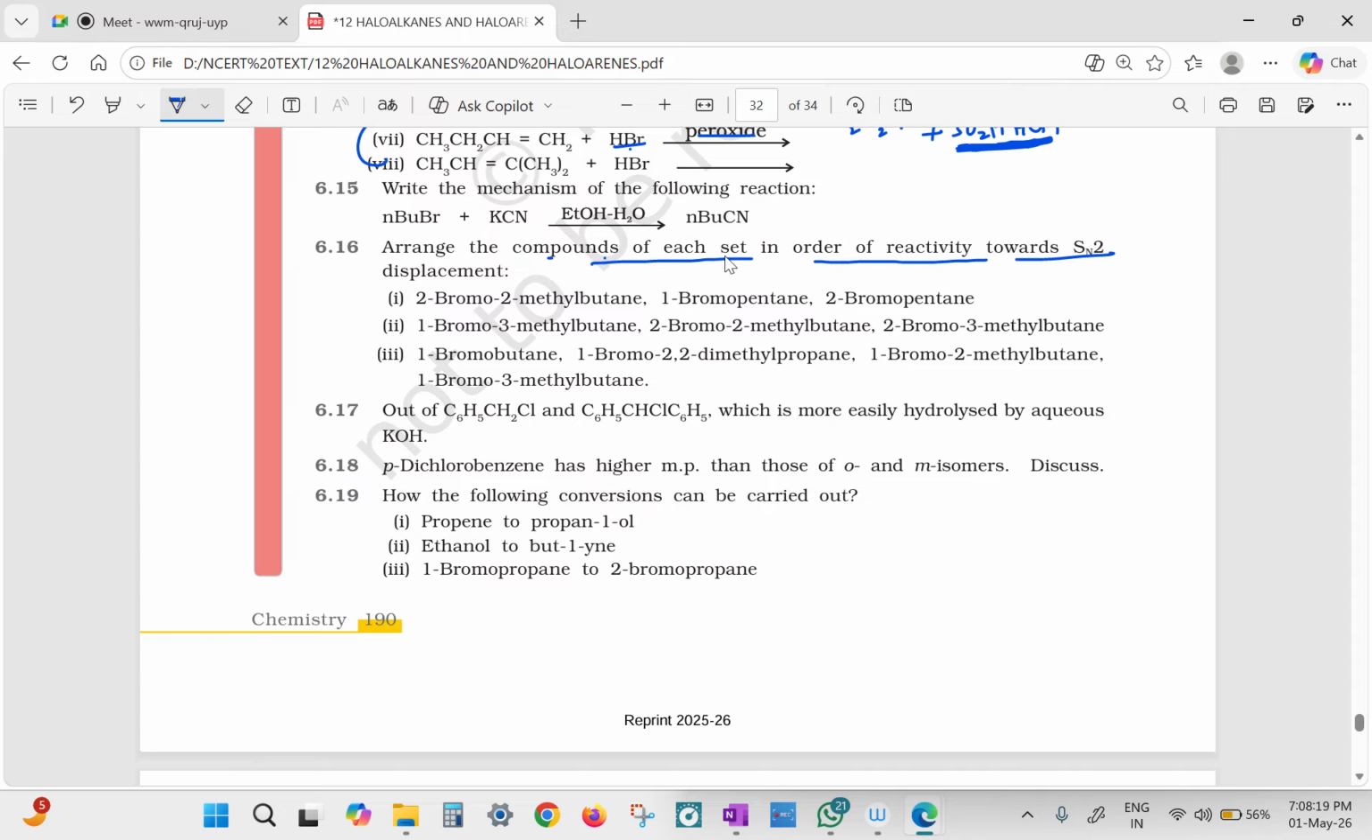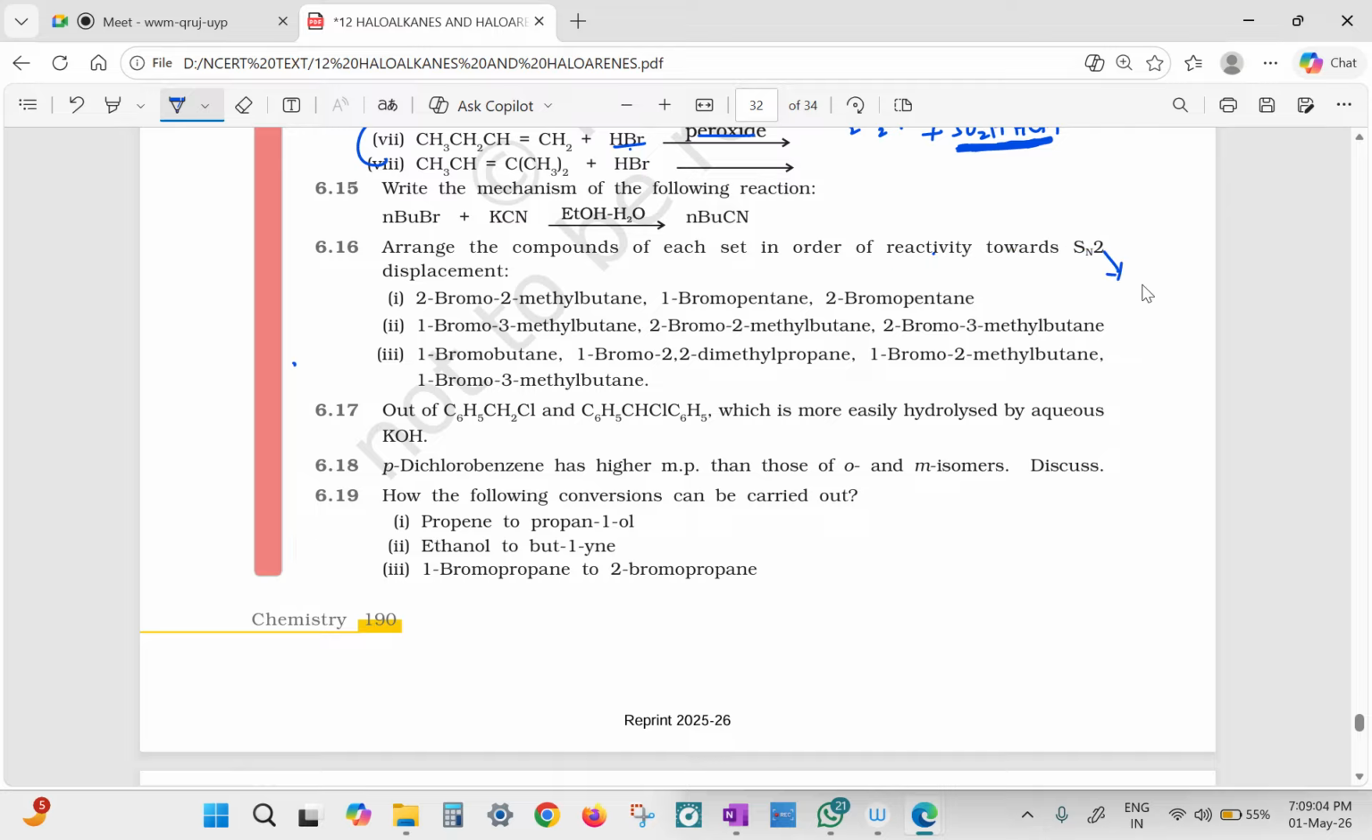Okay. Arrange the compounds of each set in order of reactivity. Why I was telling you this is please start working on these questions. If I take up each and every question in the class, it will take an enormous amount of time. I don't mind doing it, but we have to proceed to next lessons also. And parallelly, if you work on the questions, you will get a better grip on those concepts. If you dedicate yourself to do the questions and come, it will become a faster process for me also. Arrange the compounds of each set in order of reactivity towards SN2.